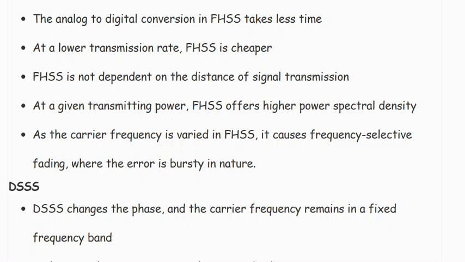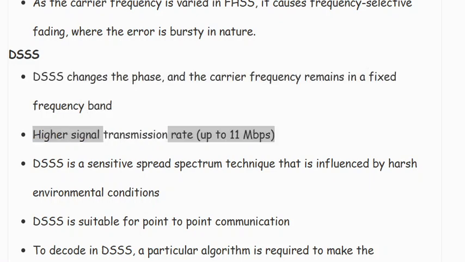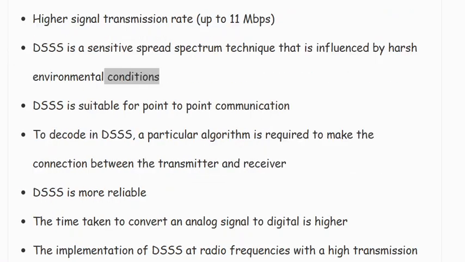DSSS. DSSS changes the phase, and the carrier frequency remains in a fixed frequency band. Higher signal transmission rate, up to 11 megabits per second. DSSS is a sensitive spread spectrum technique that is influenced by harsh environmental conditions. DSSS is suitable for point-to-point communication. To decode in DSSS, a particular algorithm is required to make the connection between the transmitter and receiver.